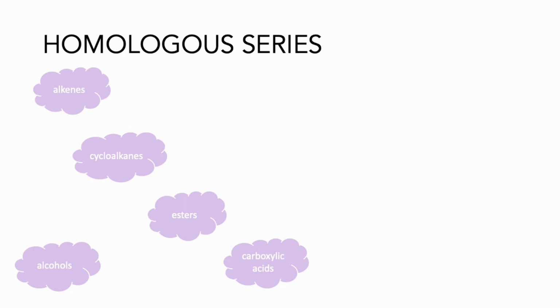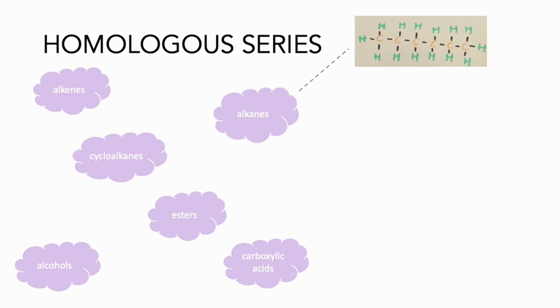Alkanes are a homologous series. A homologous series is a family of compounds with the same general formula and similar chemical properties. All of these molecules here are homologous series, but we'll be focusing on alkanes in this lesson. Alkanes are a group of hydrocarbons because they only contain two types of atom, carbon and hydrogen, as you can see in these examples here.